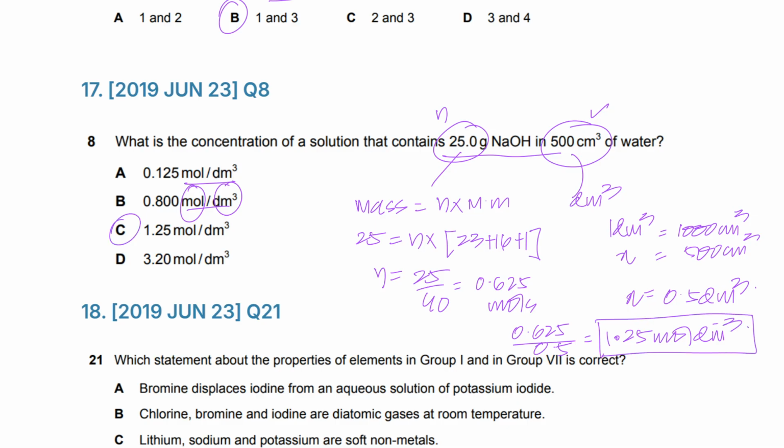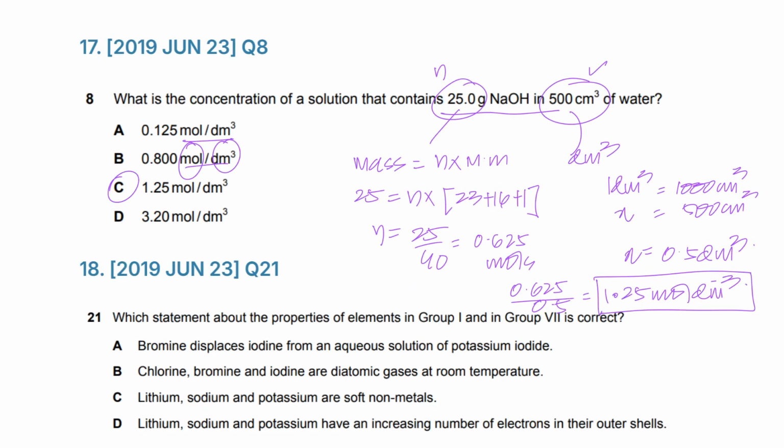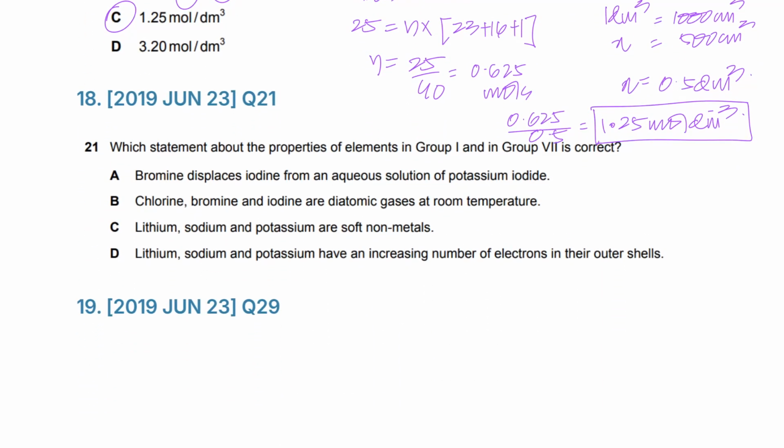What is the correct option? C. Which statement about the properties of elements of group 1 and group 7 is correct? Bromine displaces iodine from an aqueous solution of potassium iodide. That's absolutely correct, because bromine is more reactive than iodine. So it forms KBr, and you'll observe the solution turning brown because of aqueous iodine. That's yellowish brown. So B is the correct option.